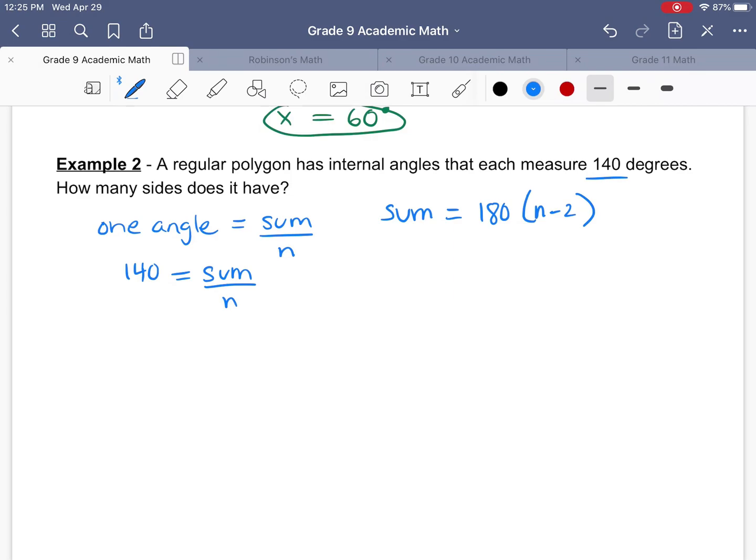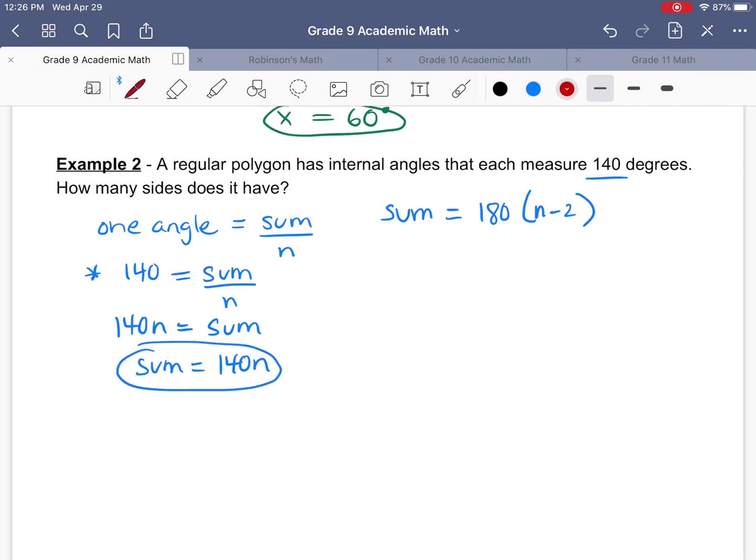So what we're going to do is rearrange 140 is equal to sum over n, so that sum is by itself. We're going to do this by multiplying 140 times n. Because we have division on the right-hand side, we want to use multiplication on the left-hand side, using our opposites. So we have 140n is equal to sum, or more properly, sum is equal to 140 times n.